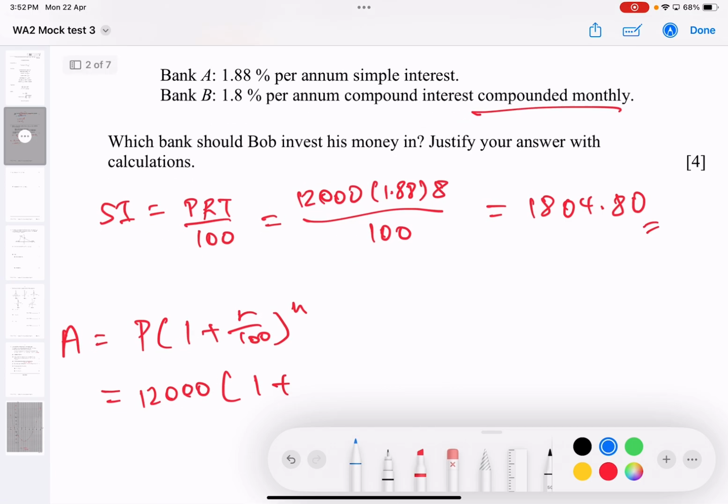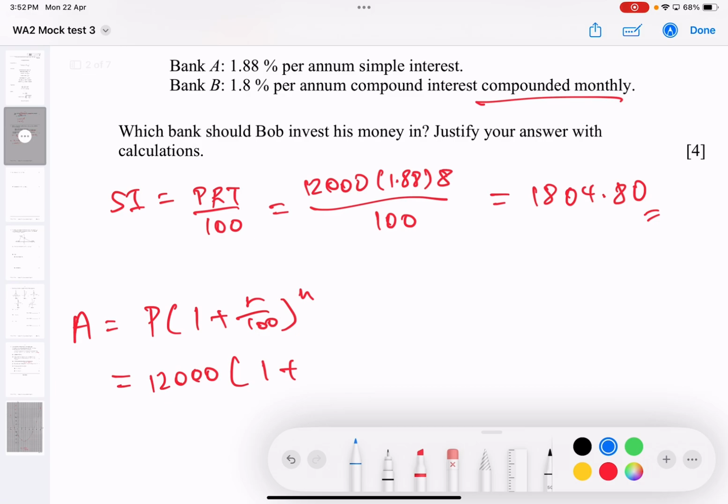So what is the answer for this one? What is the rate that it is being compounded per month? Xiaowen? 1.8 divided by 12, absolutely. So this is your R. And what is your N? Sherry, what is your N over here? 96. How do you get 96? 8 times 12, absolutely. Because in a period of 8 years, each year has 12 months.